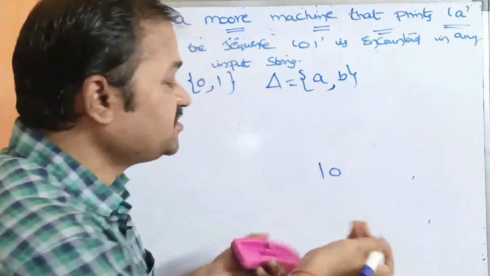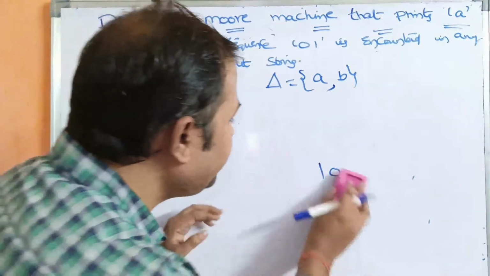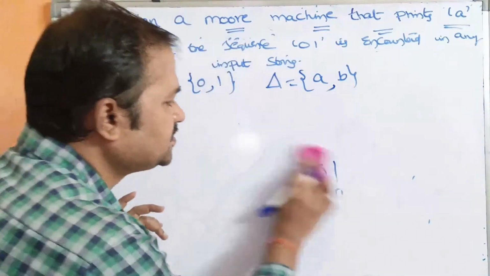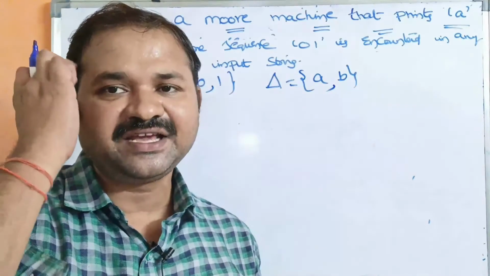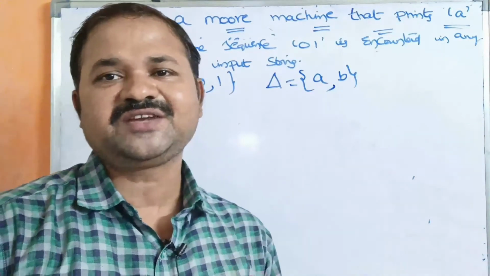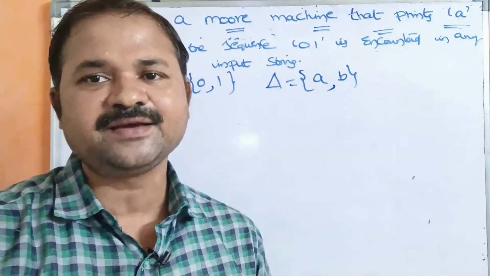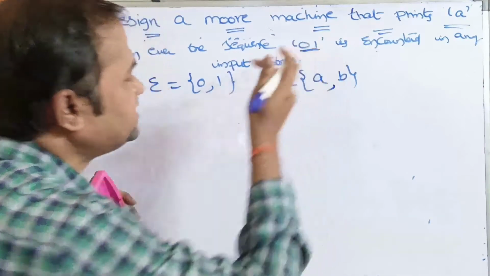Let the sequence be 10. On this occasion, we will get B as the output, whereas if we have the 01 sequence, then it will print A as the output. So first we have to construct the DFA, and then we need to convert the DFA into a Moore machine. After that we have to check whether that machine is valid or not by taking some input string. Here the sequence contains 01.